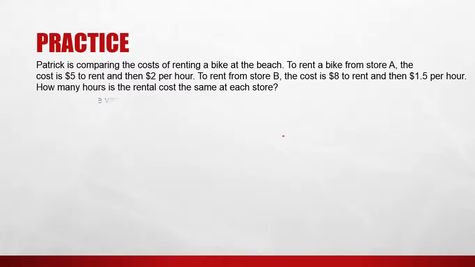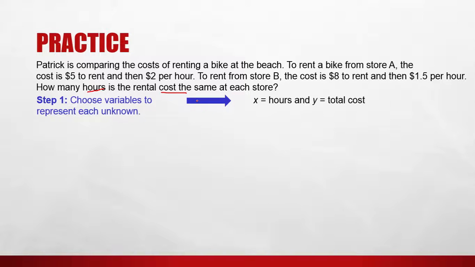Alright, same thing. First step, choose variables. So we have two different ones. First one is the total cost, and the second one is the number of hours. So the cost will depend on the number of hours, making the number of hours x and y equal to the total cost.